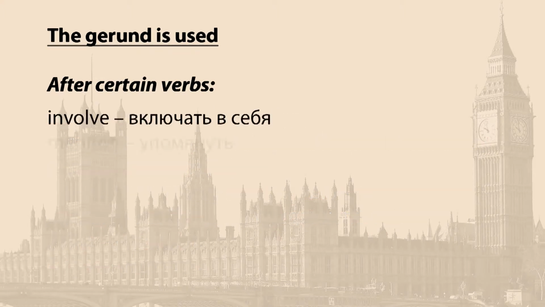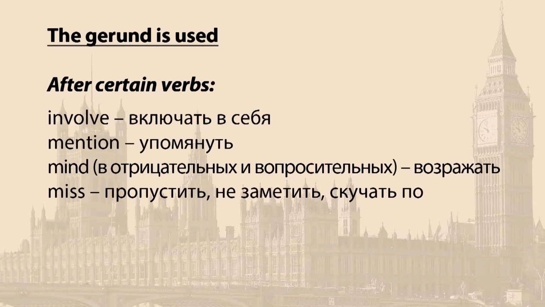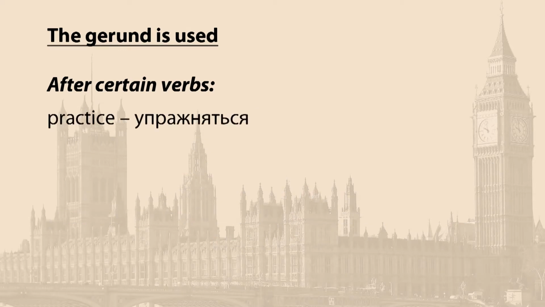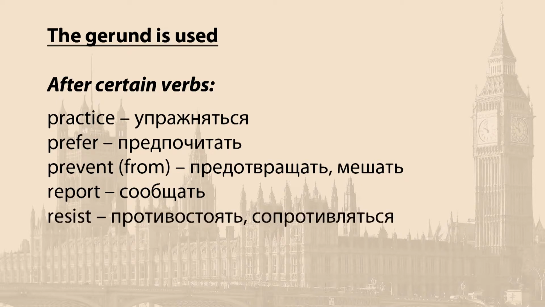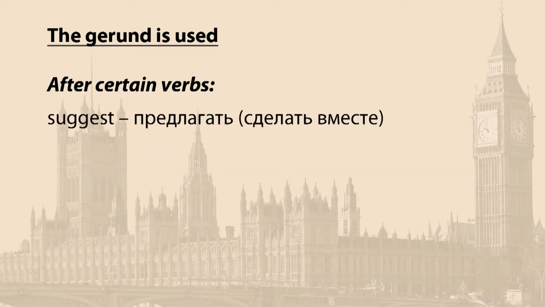Forgive, простить. Involve, включать в себя. Mention, упомянуть. Mind используется в отрицательных и в вопросительных предложениях. Означает возражать. Miss, пропустить, не заметить или скучать по. Postpone or put off, отложить, перенести на более позднее время. Practice, упражняться. Prefer, предпочитать. Prevent from, предотвращать, мешать. Report, сообщать. Resist, противостоять, сопротивляться. Risk, рисковать. Can't stand, терпеть не могу. Suggest, предлагать. Часто совместные действия. Understand, понимать. Etc. The verbs must be learned by heart.